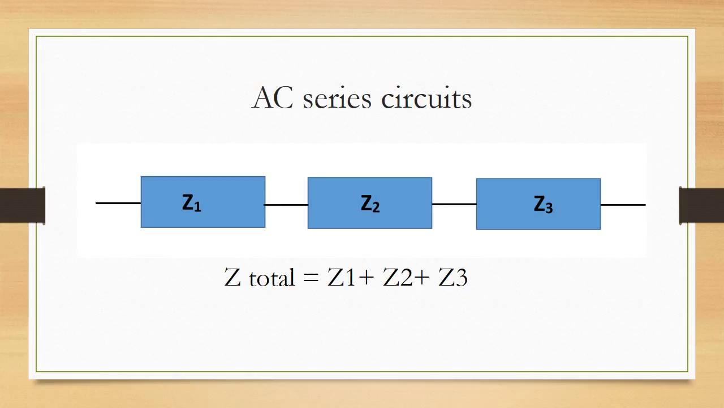In an AC series circuit, resistors, inductors, and capacitors can be connected to form a complex circuit. Since each device has its own impedance, total impedance can also be calculated. The total impedance in an AC series circuit is calculated through the summation of all the impedances of each device.